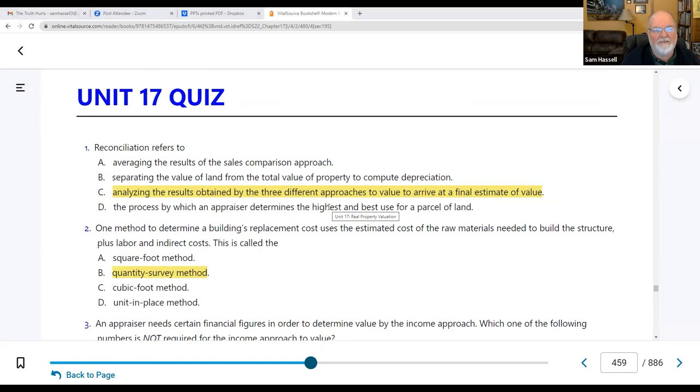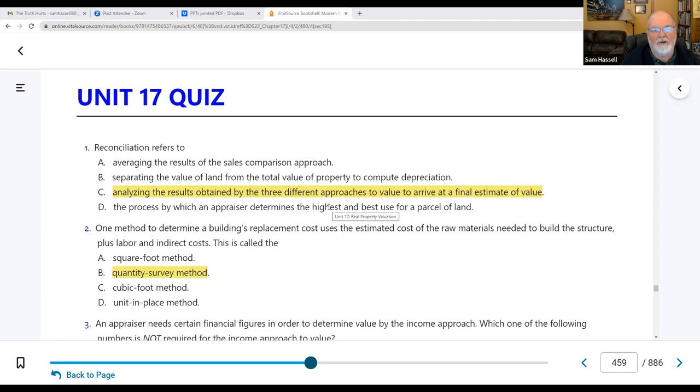All right, so reconciliation refers to C, analyzing the results obtained by the three different approaches of value to arrive at a final estimate of value. The appraiser is going to look at all three approaches. They're going to pick the appropriate one, what's going to give them the best value, and that's the one they're going to use. That's reconciliation, all right?